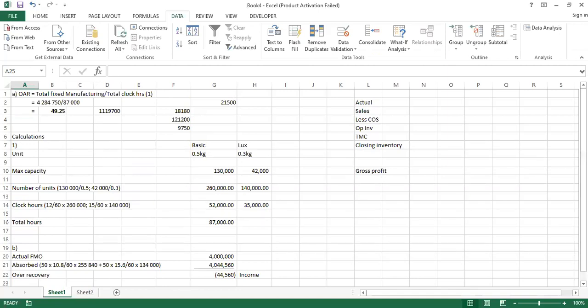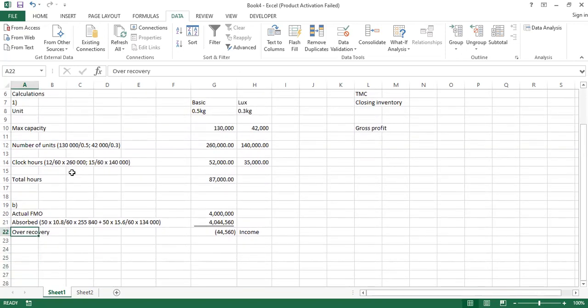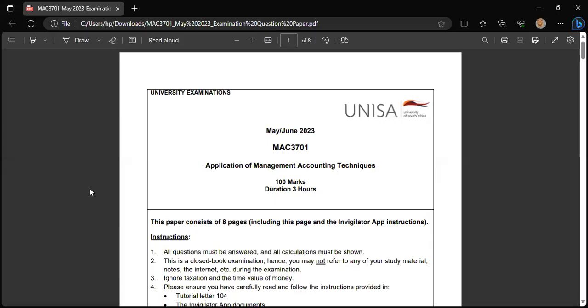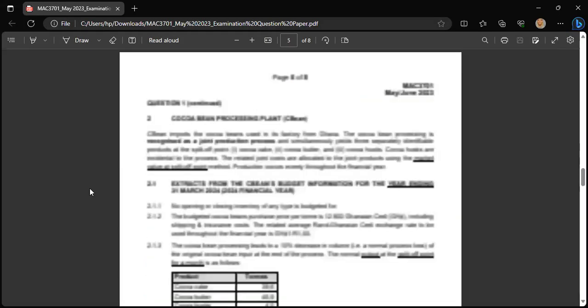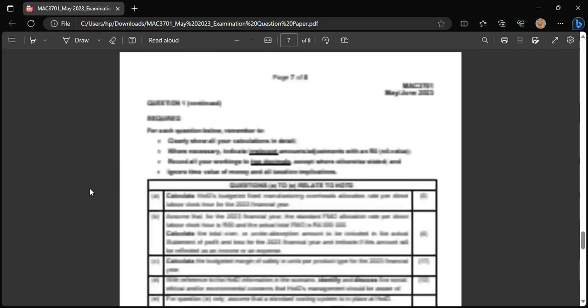So we are picking this up from the paper that we were doing just a week ago. We are doing the 2023 May-June examination, cost accounting. We went as far as part B. I think the last thing that we did was on part B. Let me do a little recap on that. Let's see what the requirements were.